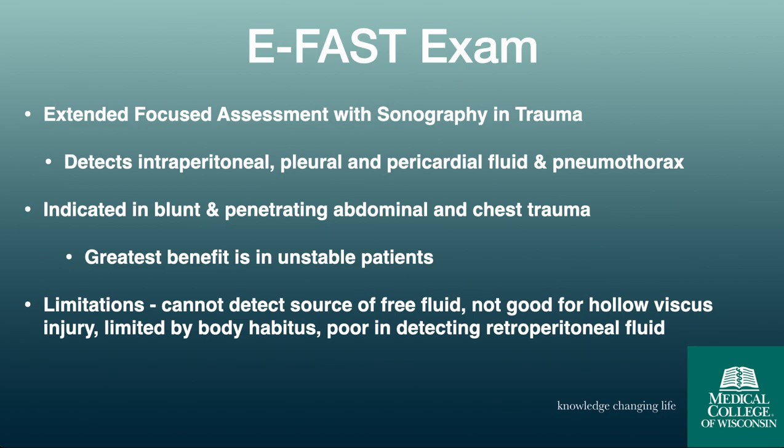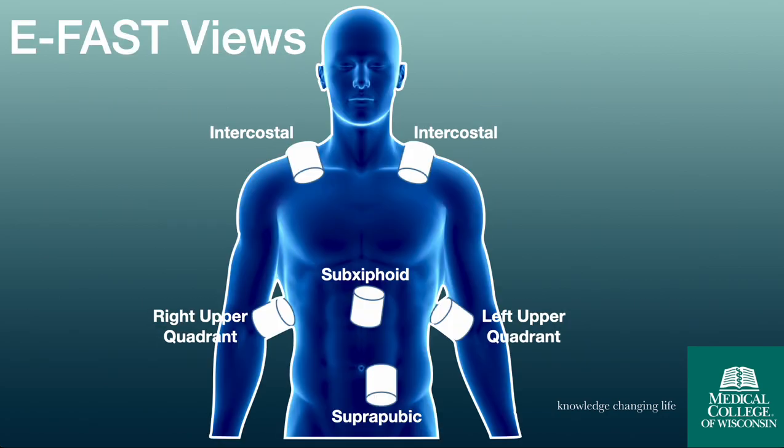It does have some limitations that you can see here. For instance, if you see fluid in the abdomen, you can't necessarily tell if it's ascites fluid or blood. And it's not really good for picking up things like a hollow viscus injury. What I mean by that is a perforation of the bowel. Sometimes we can't get great images based on patient's body size or habitus. And there are some areas that we're not great at detecting bleeding or free fluid, such as in the retroperitoneal space.